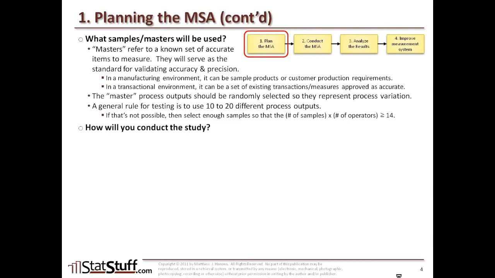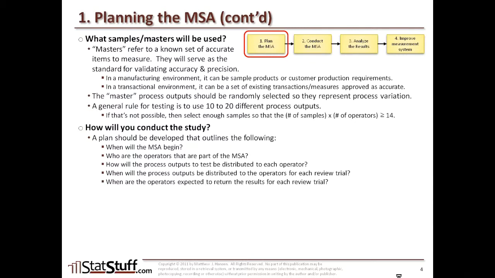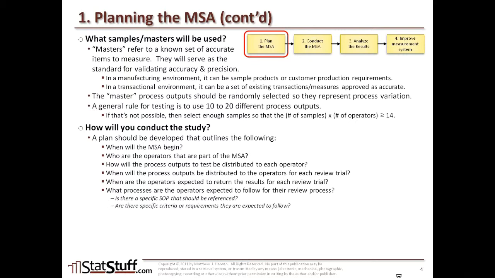Now, you also want to finally ask yourself how you're going to conduct this study. A plan should be developed that outlines several things, such as when will the MSA begin, who are the operators that are going to be a part of the MSA, and how will the process outputs to test be distributed to each of those different operators. When will the process outputs be distributed to the operators for each of those review trials? And when are the operators expected to return the results for each of those review trials? And what processes are the operators expected to follow for the review process? Such as, is there a specific SOP or standard operating procedure that should be referenced when you want them to pull a certain type of data for you? Are there any specific criteria or requirements that you're expecting those operators to follow?